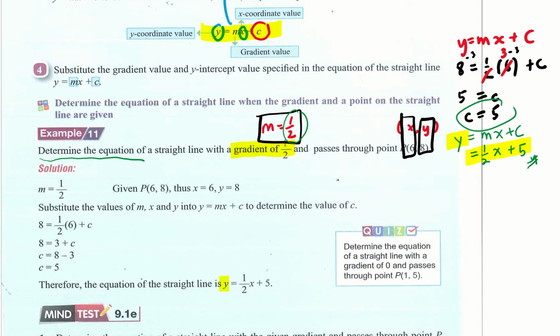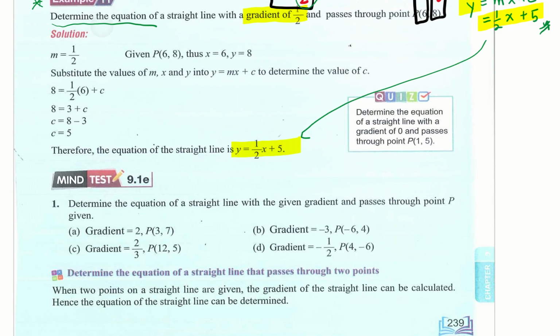Let's compare. It is equal. So class, I want you to understand this example. See the explanation given from the solution in your textbook. And for this exercise, you're going to proceed with Mind Test 9.1E. The gradient is already given, you don't need to calculate using the formula, and given a point, this point passes through the straight line.